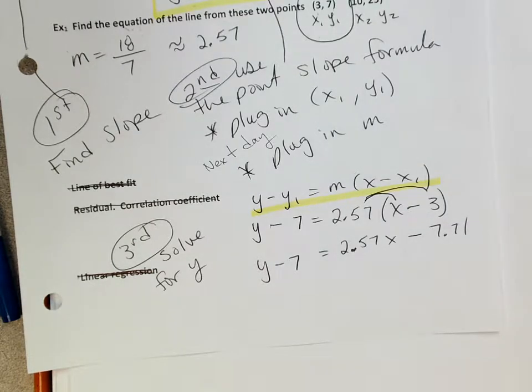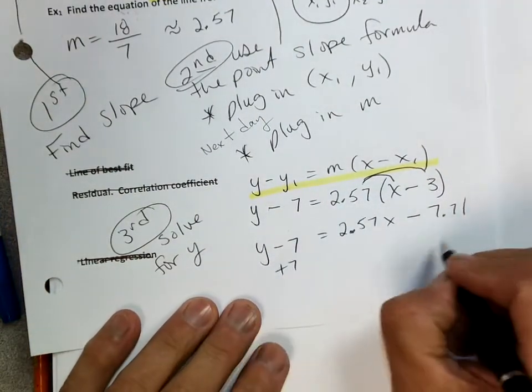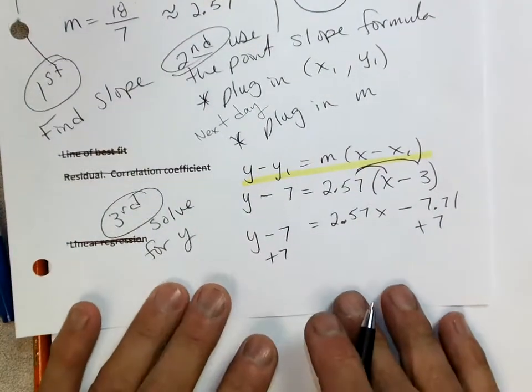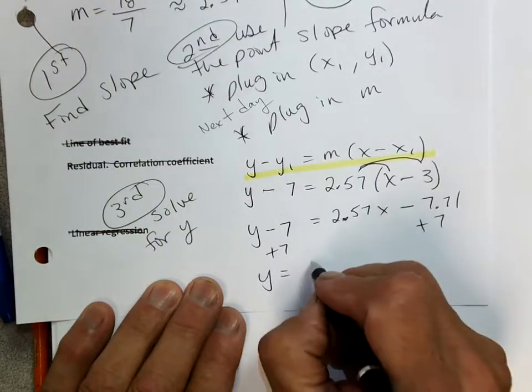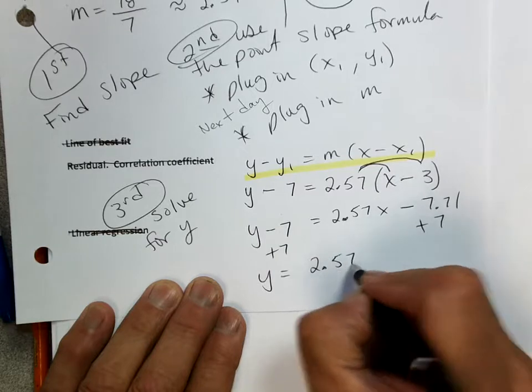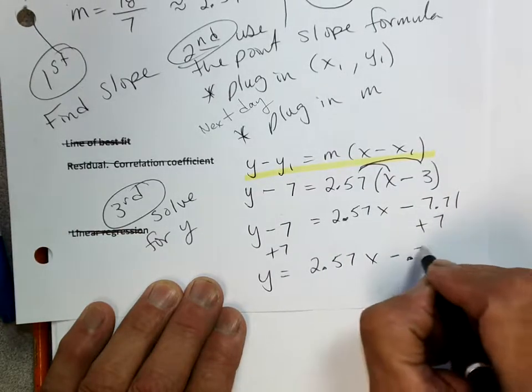And now what do you think? What's the next thing I have to do? Solve. So what do I do? Tell me. Totally right. Then you should add 7. There you go. You guys agree? Plus 7, right? And then y will equal 2.57x minus 0.71, okay?